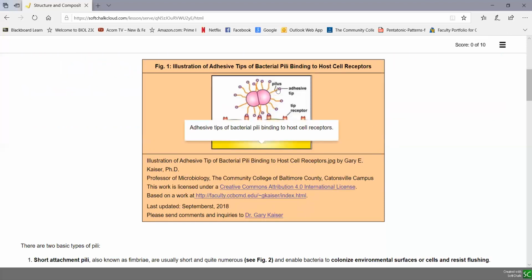So this is the shaft of the pilus composed of pilin, but then eventually a sequence of amino acids is transported down and stuck to the end, called the adhesive tip. And the order of amino acids determines the shape of that tip, and that shape allows it to attach to receptors on host cells so that they can resist flushing.